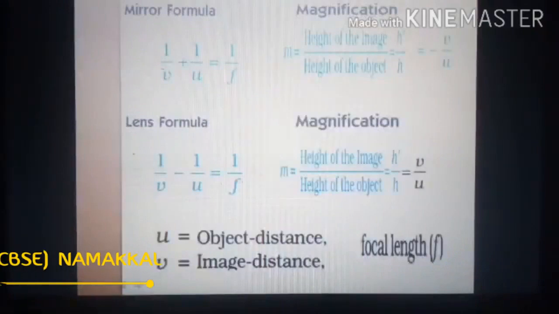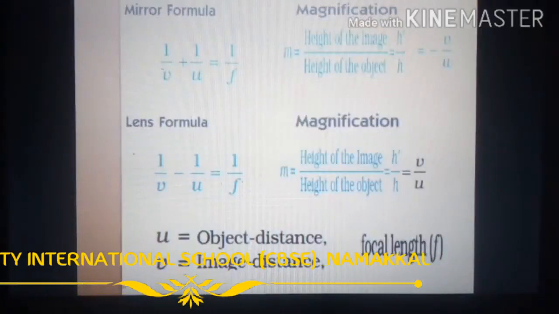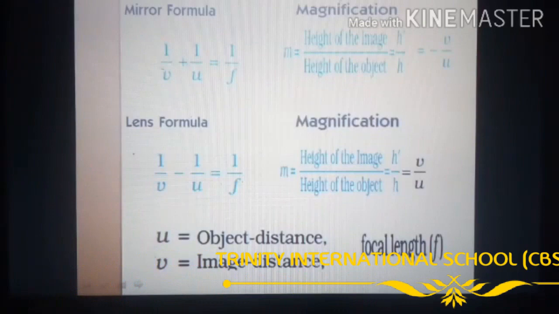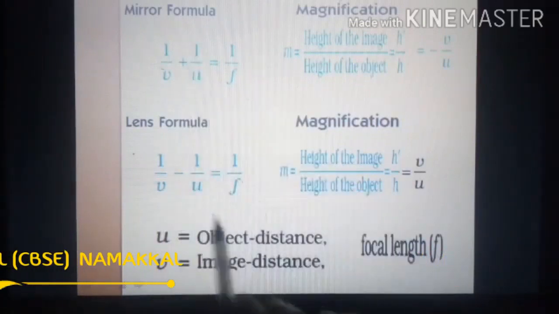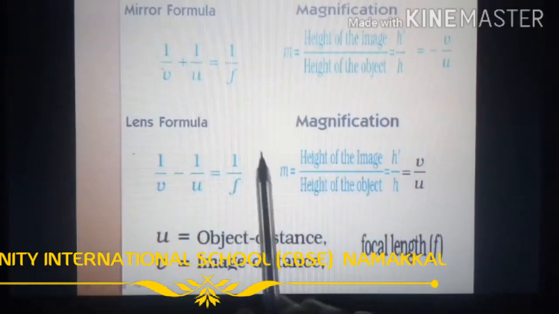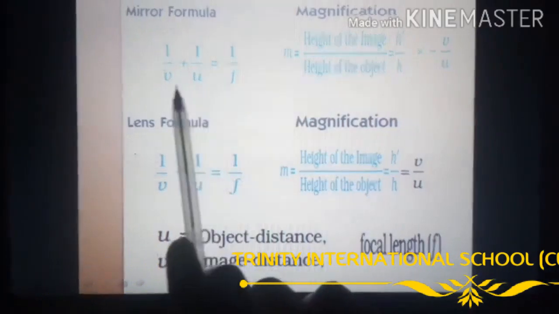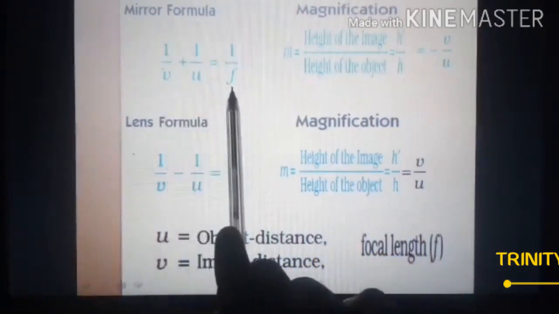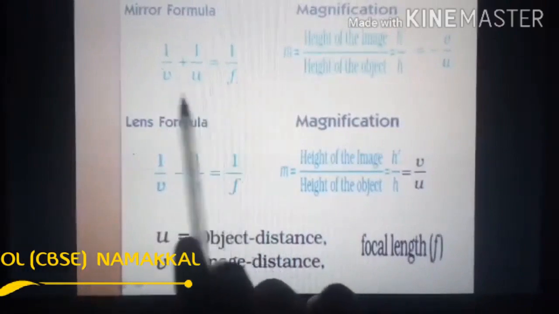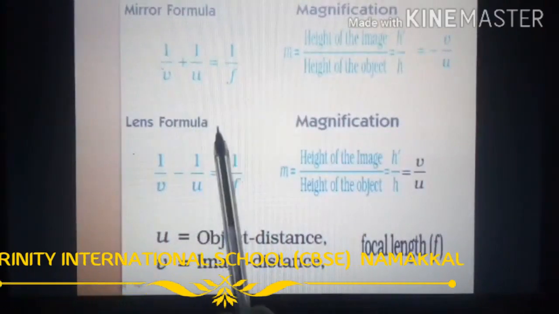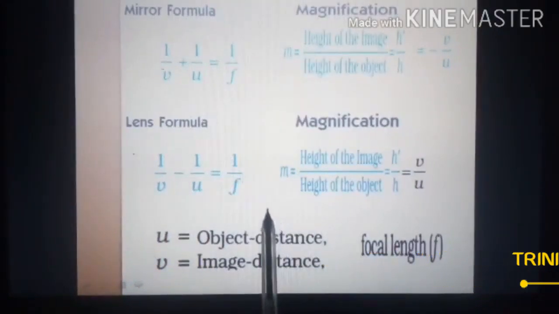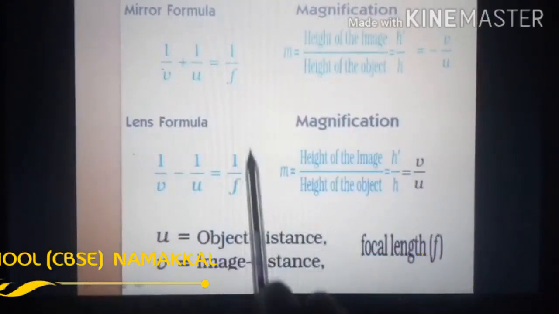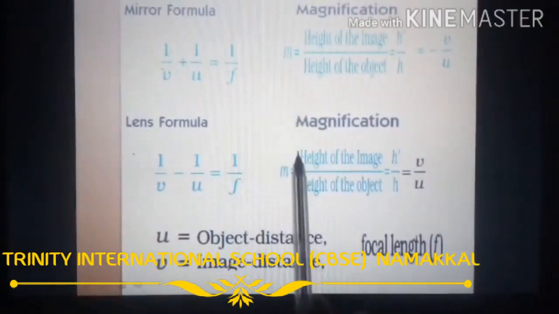Next, the lens formula. It's similar to the mirror formula. The lens formula is nothing but simply the relation between the object distance u, image distance v, and focal length f of the lens. So there is a relation between these three. So it gives us the mirror formula and the lens formula. Just compare the two formulas, then it is easy to study.